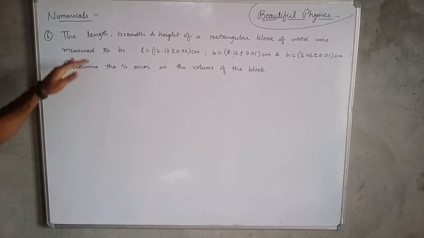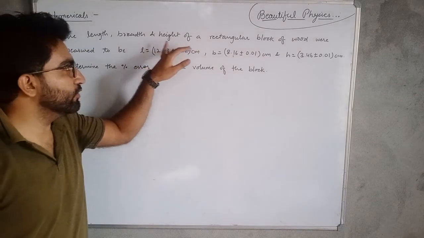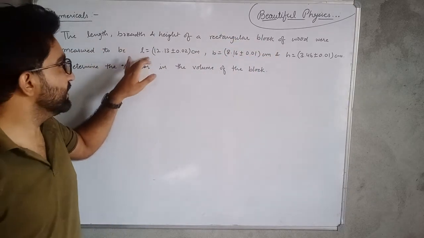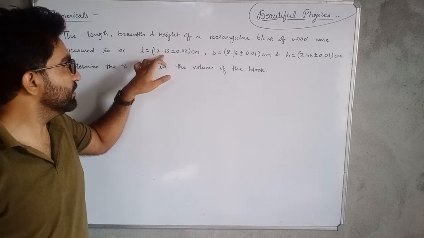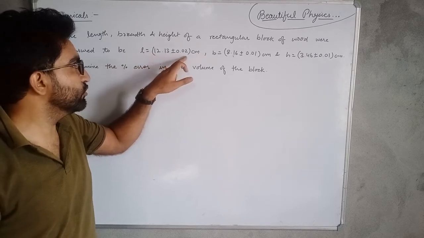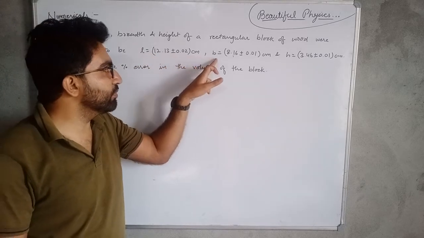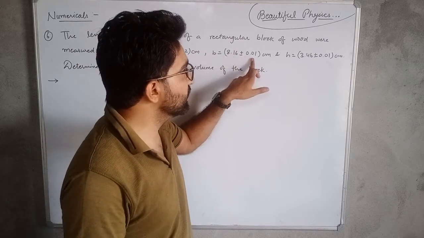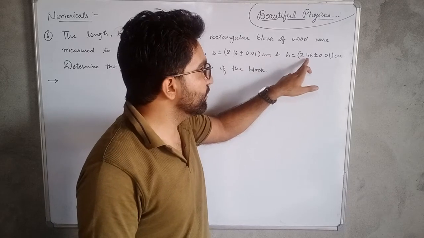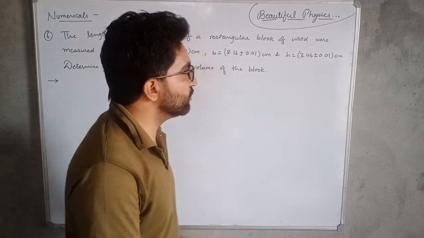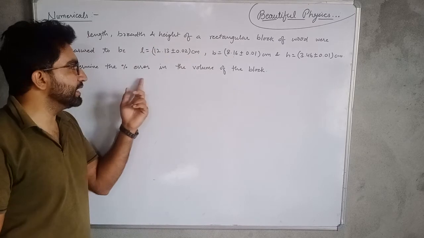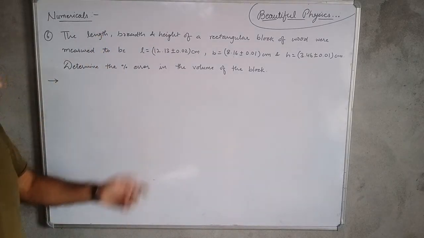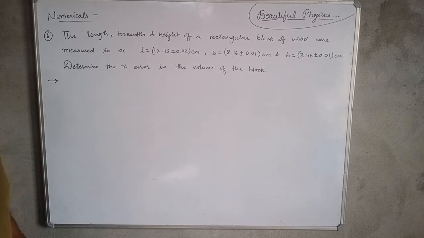Our next question is: the length, breadth and height of a rectangular block of wood were measured to be, here length L is equal to 12.13 plus minus 0.02 centimeter and breadth is 8.16 plus minus 0.01 centimeter and height is 3.46 plus minus 0.01 centimeter. Determine the percentage error in the measurement of the volume of the block. ओके, हमें वॉल्यूम के मेजरमेंट के अंदर जो परसेंटेज एरर आएगा वो फाइंड आउट करना है.